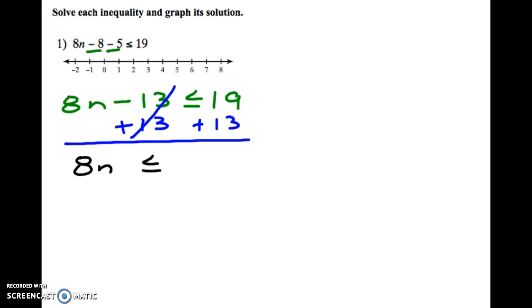Let me do the math here. 19 plus 13 should give us 32. Next, we will take a second and we will divide by the 8, the coefficient. And we should be ending up with n is less than or equal to 4.